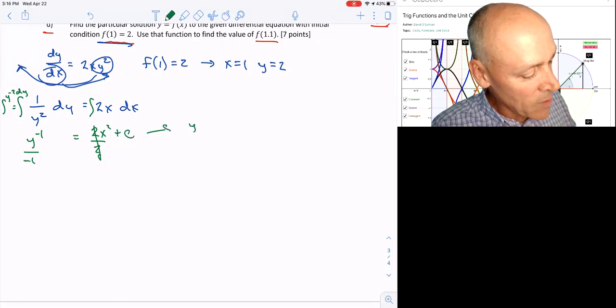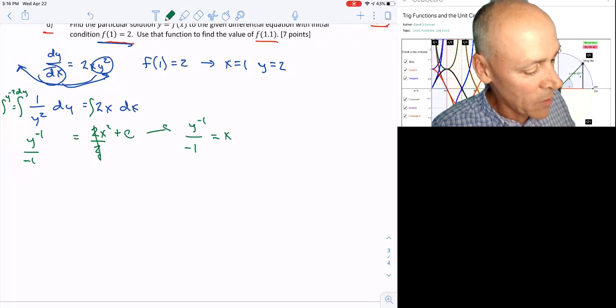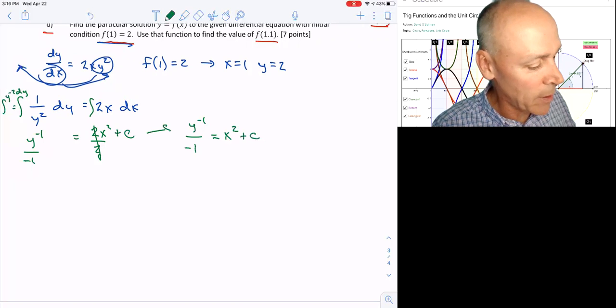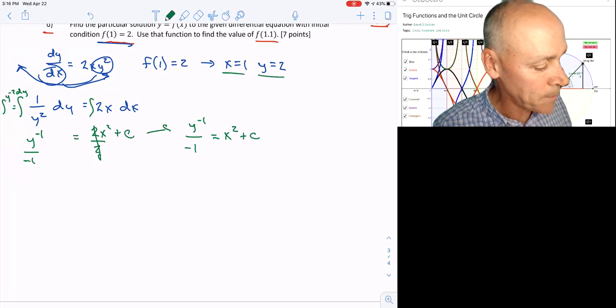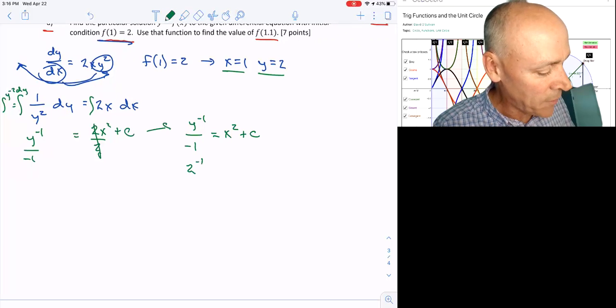Okay. All right. So now I'm going to go over here. I'm just going to rewrite this. Y to the negative 1 over negative 1 is equal to x squared plus c. I'm going to drop in my initial condition. So on the left side, I'm going to get 2 to the negative first over negative 1 is equal to 1 squared plus c.